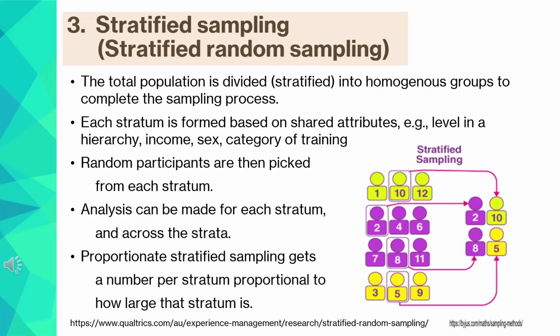So random participants are then picked from each stratum. And the analysis that comes out of it can be made for each stratum or across the strata. So you can compare the individuals within the stratum, or you can compare the strata against one another. The term proportionate stratified sampling, no, refers to the method wherein you get a number per stratum that is proportional to how large that stratum is.